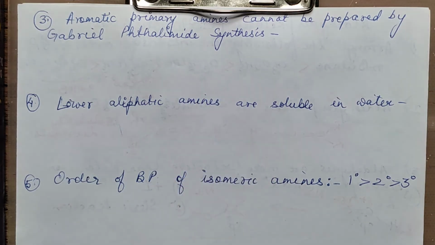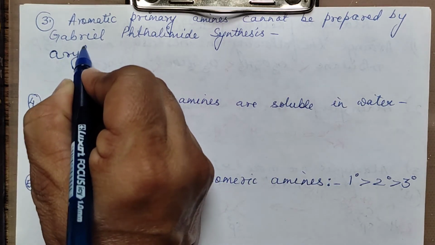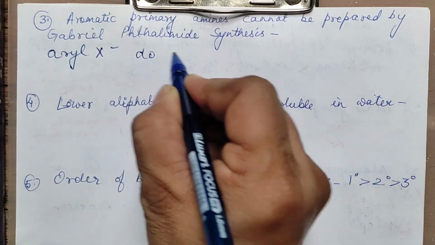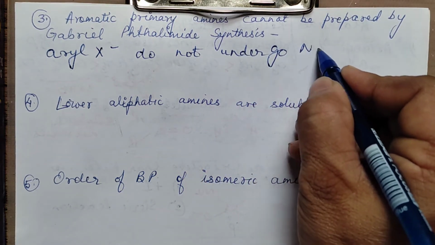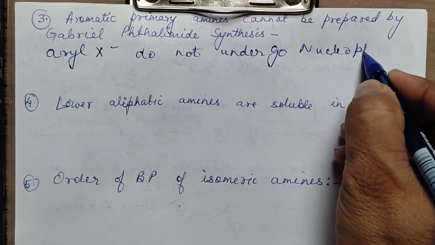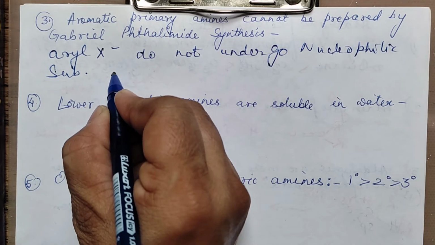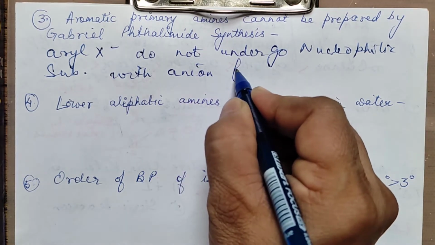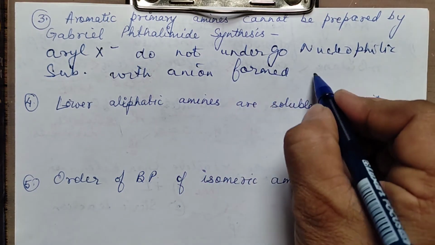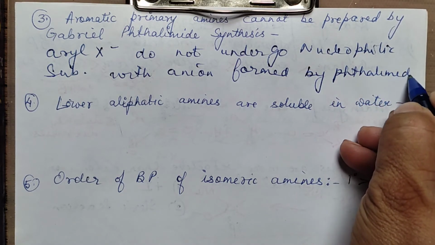The next question says that aromatic primary amines cannot be prepared by Gabriel phthalimide synthesis. This we have also discussed in the mechanism, but when it comes in the boards, you will not write the complete mechanism. You will simply write that aryl halides do not undergo nucleophilic substitution reaction with the anion formed by phthalimide. You will simply write this.